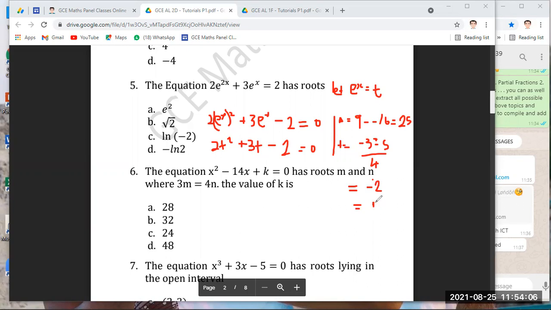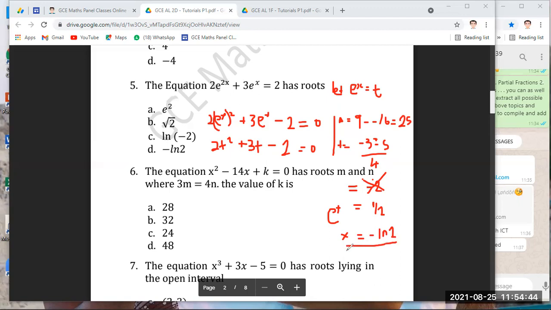is a half. Or minus 3 minus 5 gives minus 8, divided by 4, which is minus 2. So at this point, either e to the power x is equal to minus 2 or e to the power x is equal to a half. But e to the power x can never be equal to a negative number. So this root cannot be the correct root. We will not take this one because e to the power x is always positive. Therefore, we'll have our e to the power x to be equal to a half. And when we take ln on both sides, we'll have x to be equal to ln a half. And ln a half is the same as ln 1 minus ln 2, which is minus ln 2.